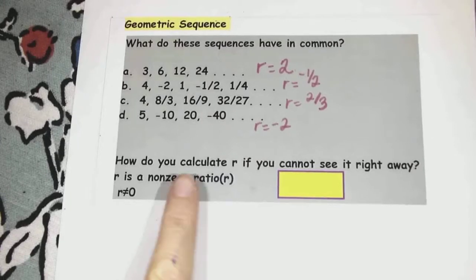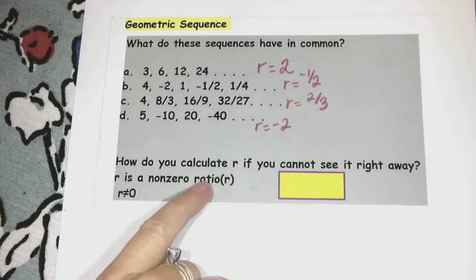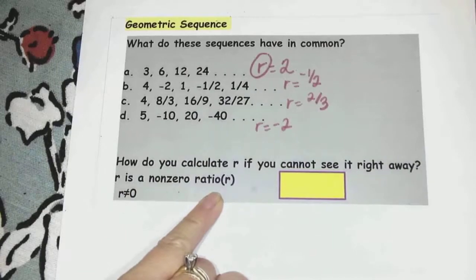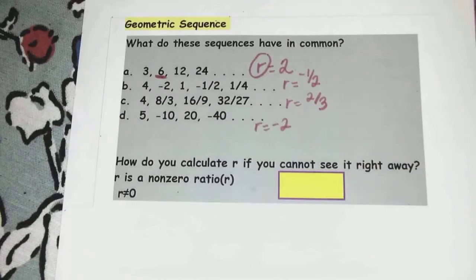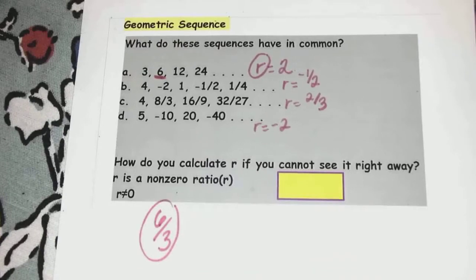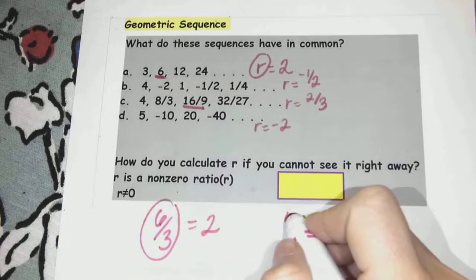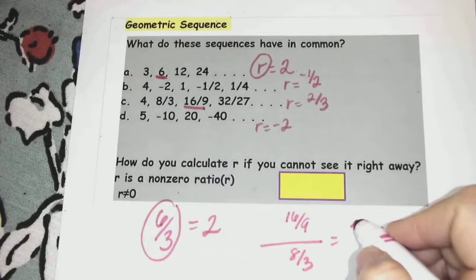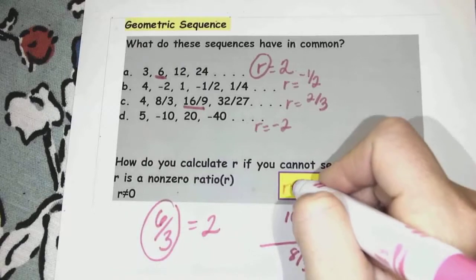If not, it says, how do you calculate R if you cannot see it right away? And R is a non-zero ratio. Ratio is a good word, and that's why we use the R to help you remember how to find it if you don't see it right away. If you take any term and divide it by the previous one, you create a fraction or ratio, which will give you the R value. Even here, if I take 16/9 on my calculator and divide it by 8/3, I will get my R value of 2/3.